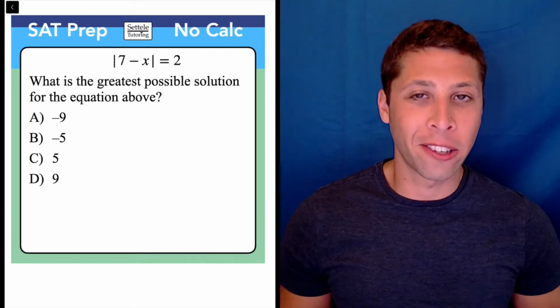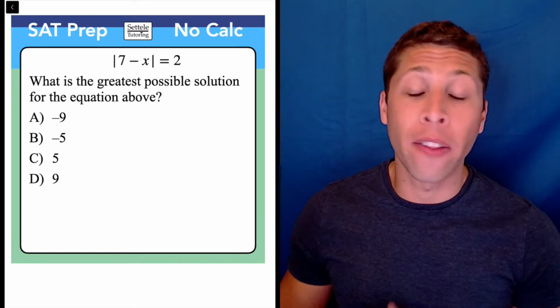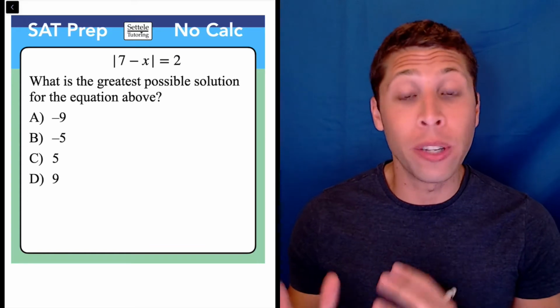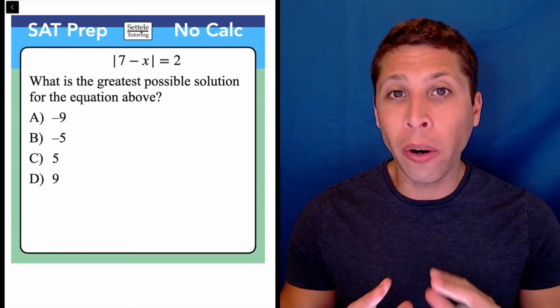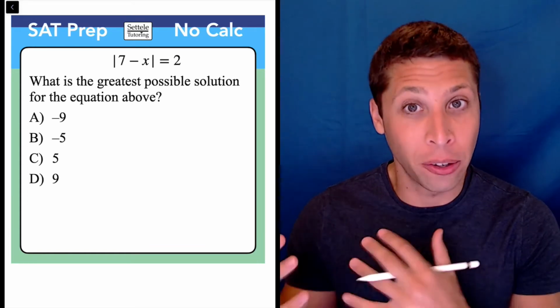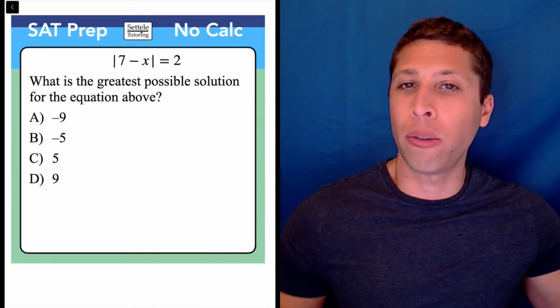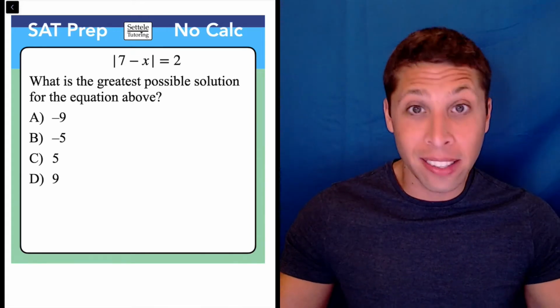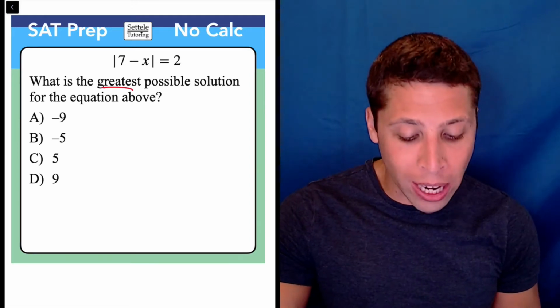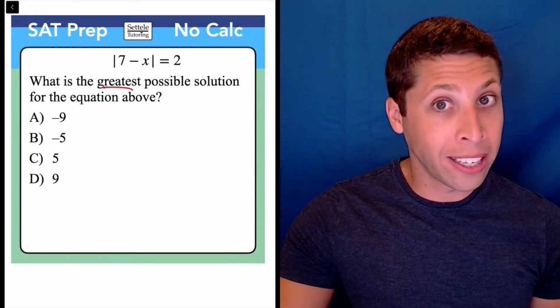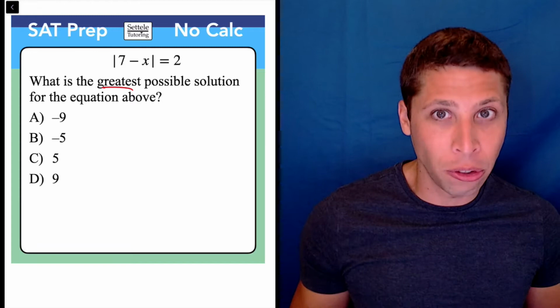Hopefully you can recognize that this question is testing absolute value, and there is a fact about absolute value that you do need to memorize, but you do not need to worry about how to actually solve this equation. If you're thinking in those terms, you're going way too algebraic here. We have an amazing situation. They're asking for the greatest possible solution, and guess what? We only have 4 possible solutions in our answer choices.